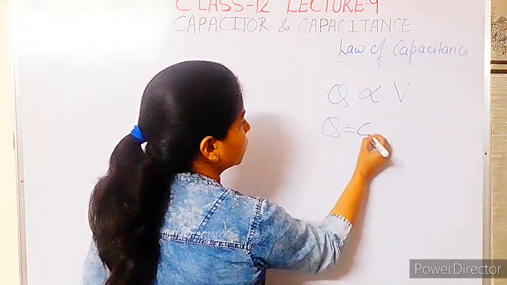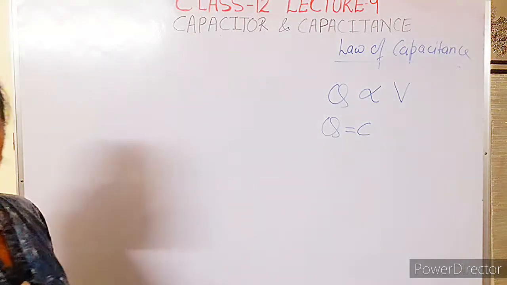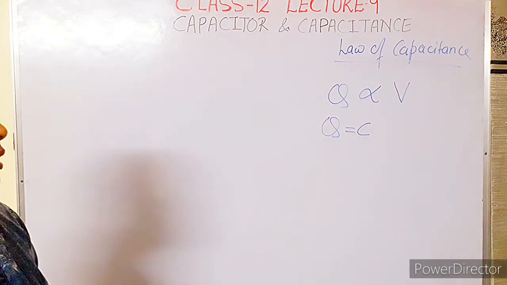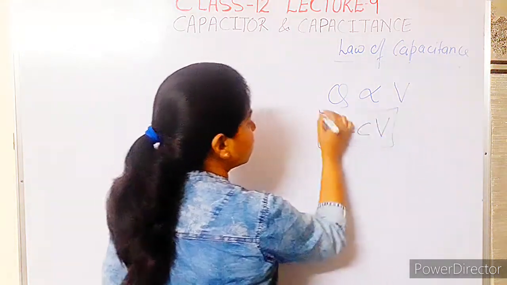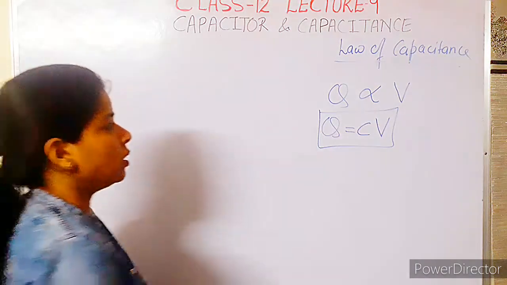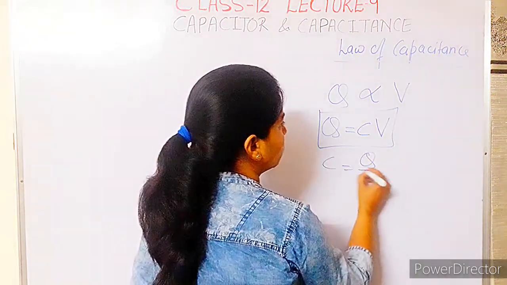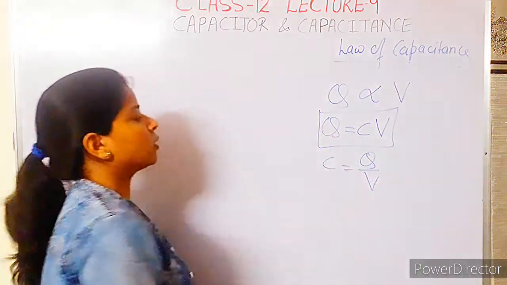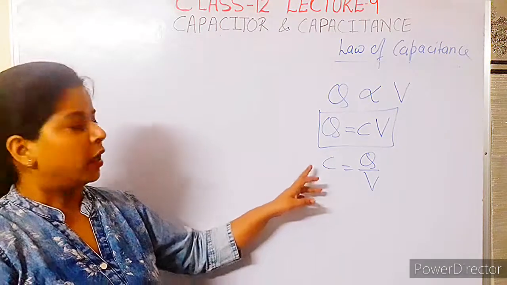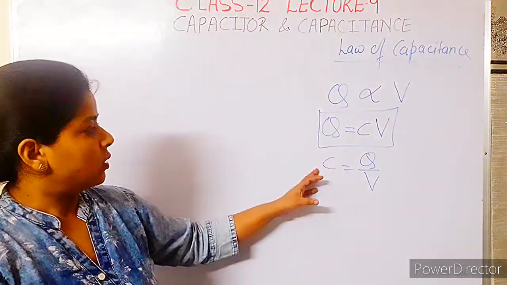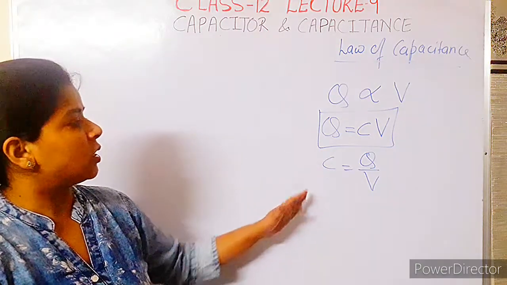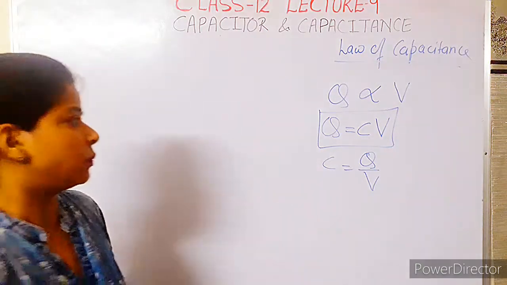To remove this proportionality, we introduce a physical quantity, capacitance C, so that Q = C into V. This is known as the capacitance of the capacitor. Now C is equal to Q by V, and this should be a characteristic property of the capacitor. That means it is a constant value. You can see from here that the capacity of a capacitor varies from one to another.